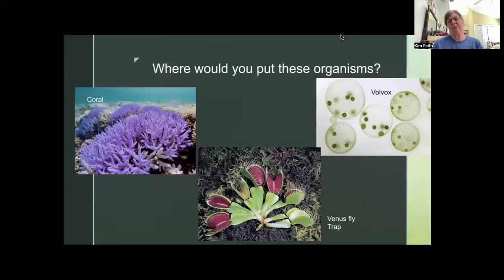And then we have Volvox, which is a really cool looking organism, and those are different colonies that are growing inside of it. So there are some organisms that, just by looking at them, you would be like, I don't know where to put them. And corals don't move, but they do photosynthesize. So there are some organisms where it's just not quite clear where to put them, and so we have to investigate further.